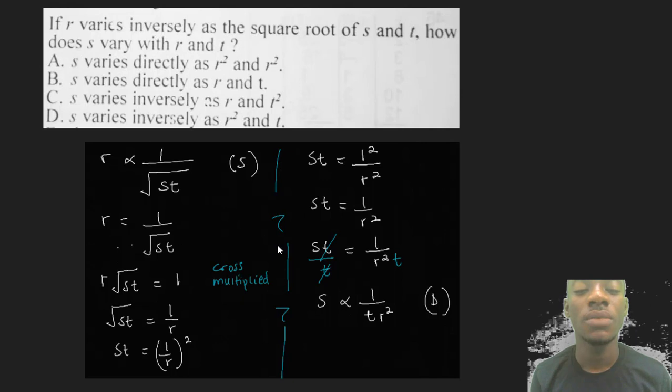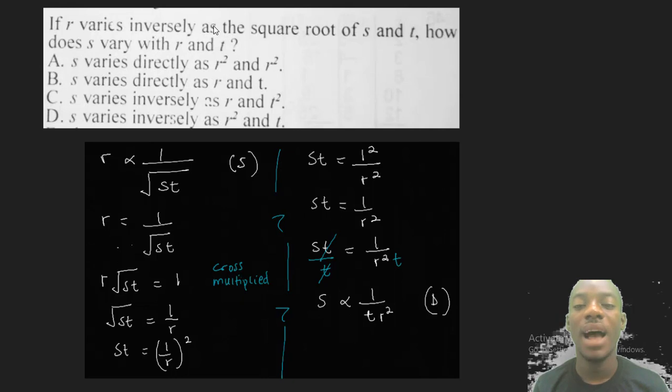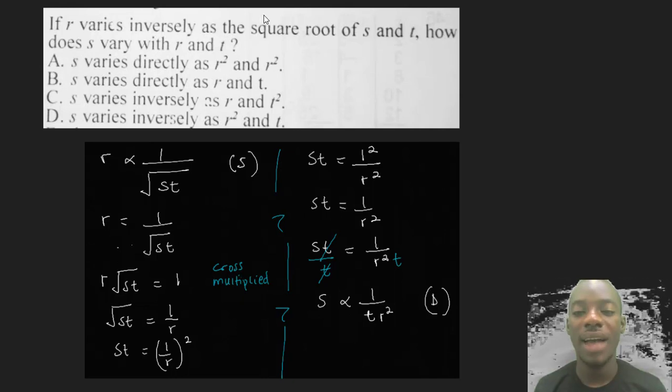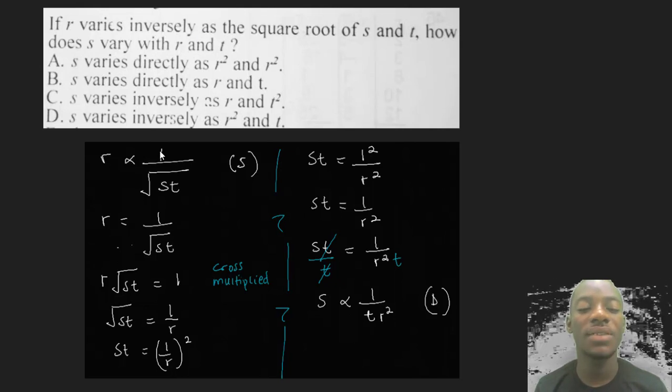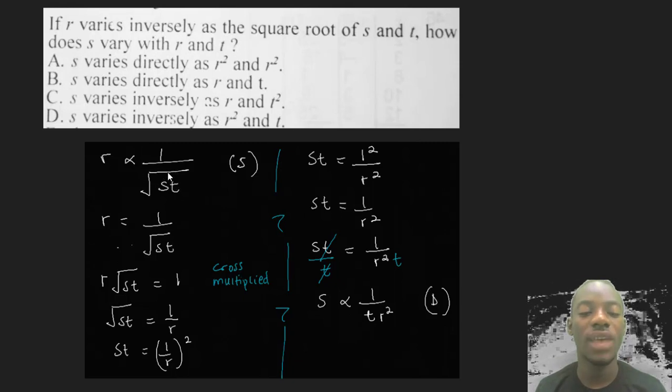Now the last question in variation: we have r varies inversely as the square root of s and t. How does s vary with r and t? Okay, so we have r varies inversely. Inverse variation is 1 over the square root of s and t, that's root st. So that will become r varies inversely as root st. Now the question is saying find s using r and t, so my goal is to make s the subject of the formula.